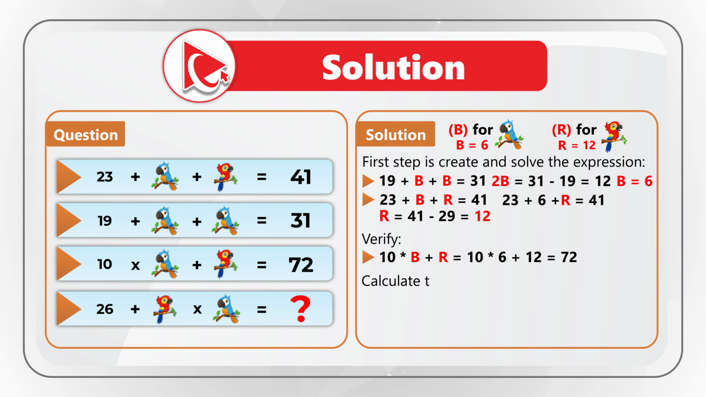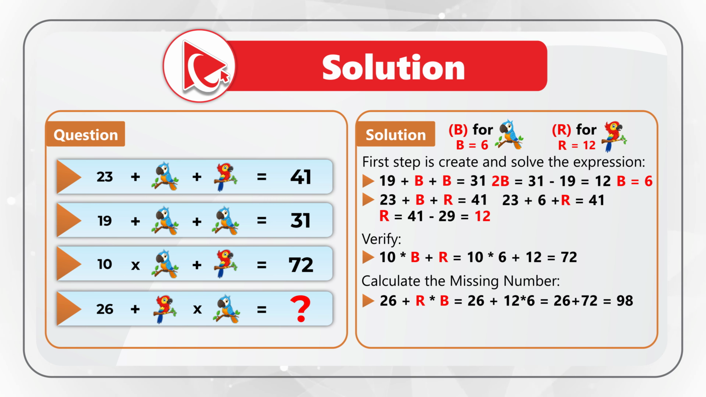Now it's time to calculate the missing number. 26 plus red parrot multiplied by blue parrot equals 26 plus 12 multiplied by 6, which equals 26 plus 72, which equals 98. So the correct answer is choice C, 98. Hopefully you've nailed this question on your own and now know how to solve similar problems on the test.